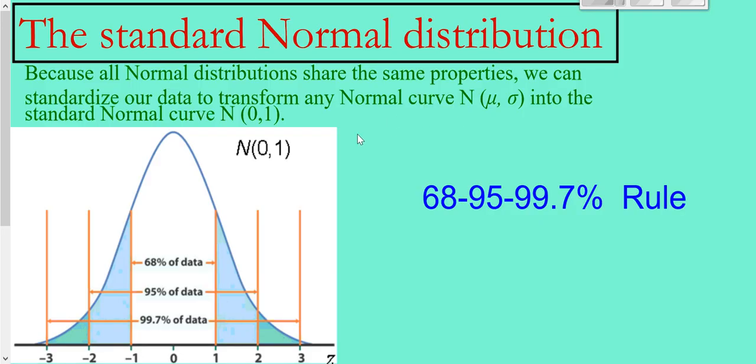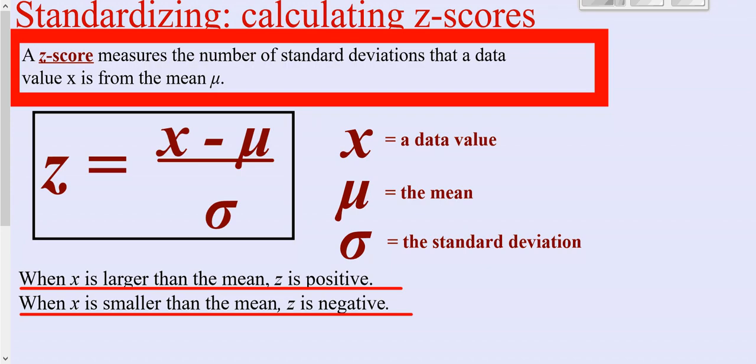So the rule that we were just talking about is often referred to as the 68, 95, 99.7 rule. So 68% of your data is within 1 standard deviation of your mean, 95% within 2 standard deviations of your mean, and 99.7% of your data is within 3 standard deviations of your mean.